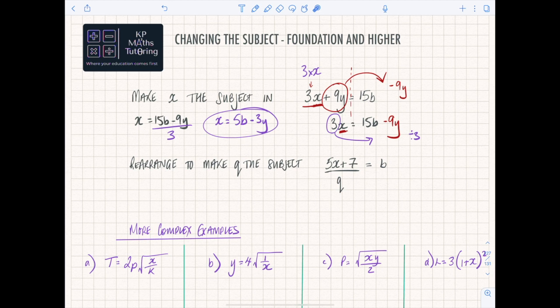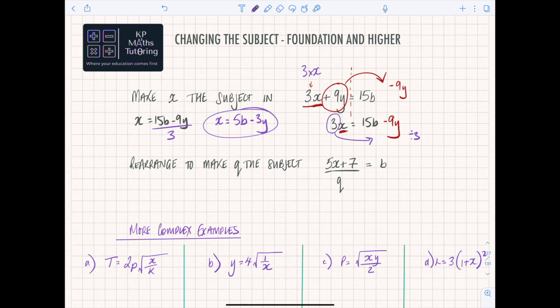So go through your steps and your processes: underline the thing you're trying to make the subject, and move everything else that's not attached to it first, and then think about that final step. When you are moving that thing that is attached to the x, can you actually divide it? Another thing to remember is you must always write x equals. Where x is the subject, you have to write x equals and then what you've got. If you don't write x equals, you may lose the mark in the exam.